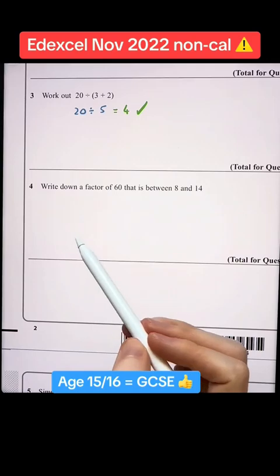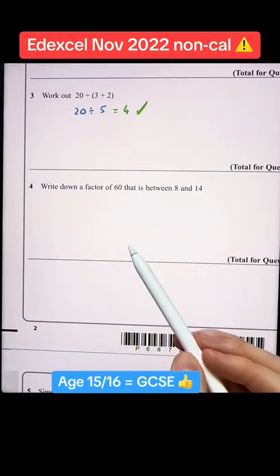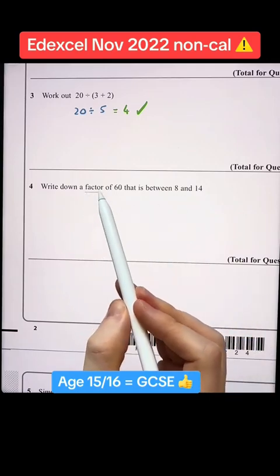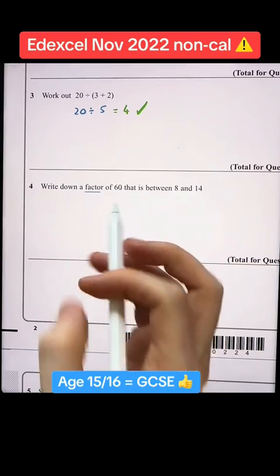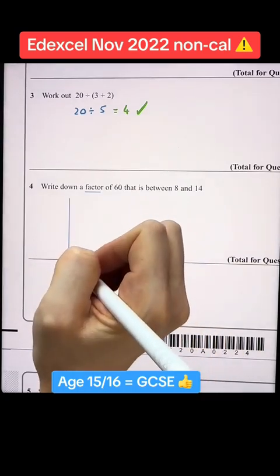Write down a factor of 60 that is between 8 and 14. Well, a factor is a number that divides into another number, in this case 60, without giving a remainder. Our factors generally come in pairs, unless it's the square numbers.